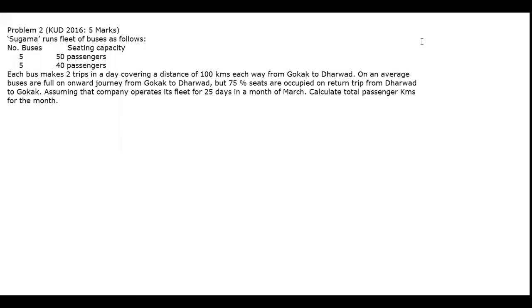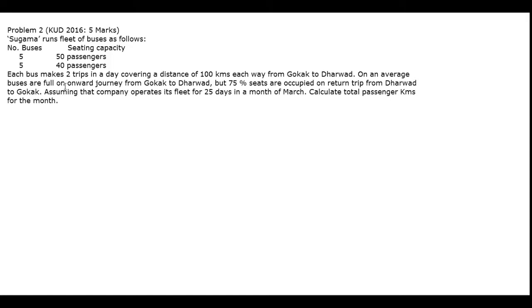Yes, students, let us solve one more problem. This question is taken from Karnataka University, Dharwad, from the year 2016, which was asked for 5 marks. Sugama runs a fleet of buses as follows. They have given number of buses, 5 buses, seating capacity 50 passengers and 40 passengers. So it is quite a different problem. We have two types of seating capacity, that is 5 buses having 50 passengers and other 5 buses having 40 passengers.